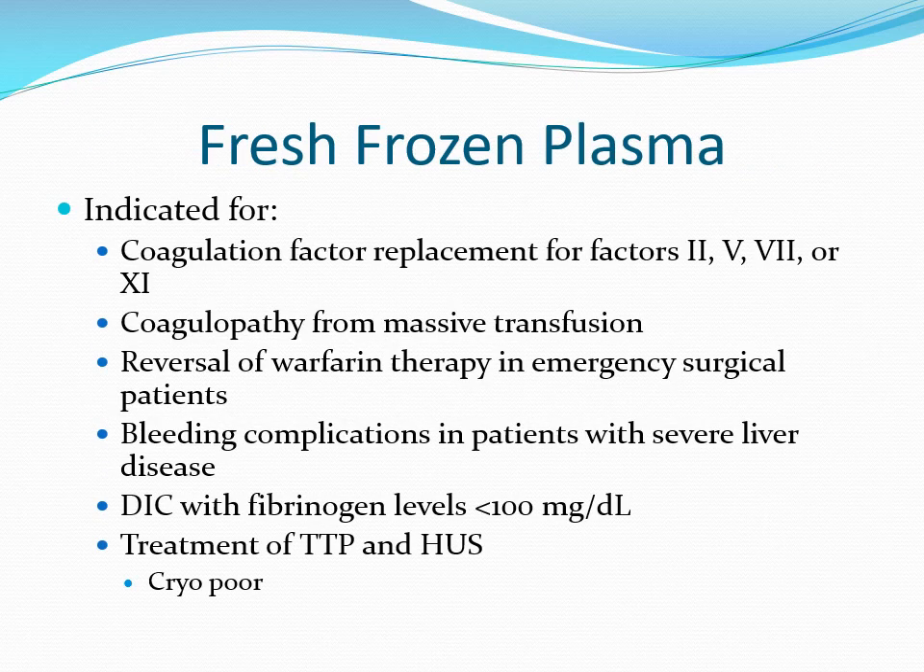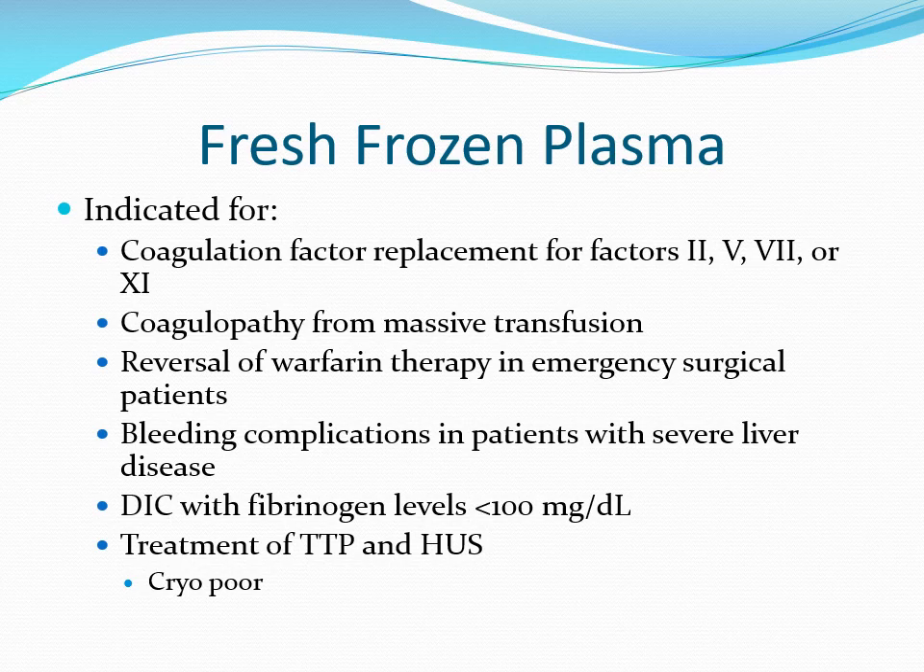I thought we were done with coag. This is going to be indicated for coagulation factor replacement for factors 2, 5, 7, or 11. Coagulopathy from massive transfusion. Also for the reversal of warfarin therapy in emergency surgical patients. So if we have someone who is on this blood thinner, we want to give them the fresh frozen plasma so we're not bleeding, especially during emergency surgery. We can also use it for bleeding complications in patients with severe liver disease. We can use it for people that have DIC or disseminated intravascular coagulation with fibrinogen levels of less than 100 milligrams per deciliter.